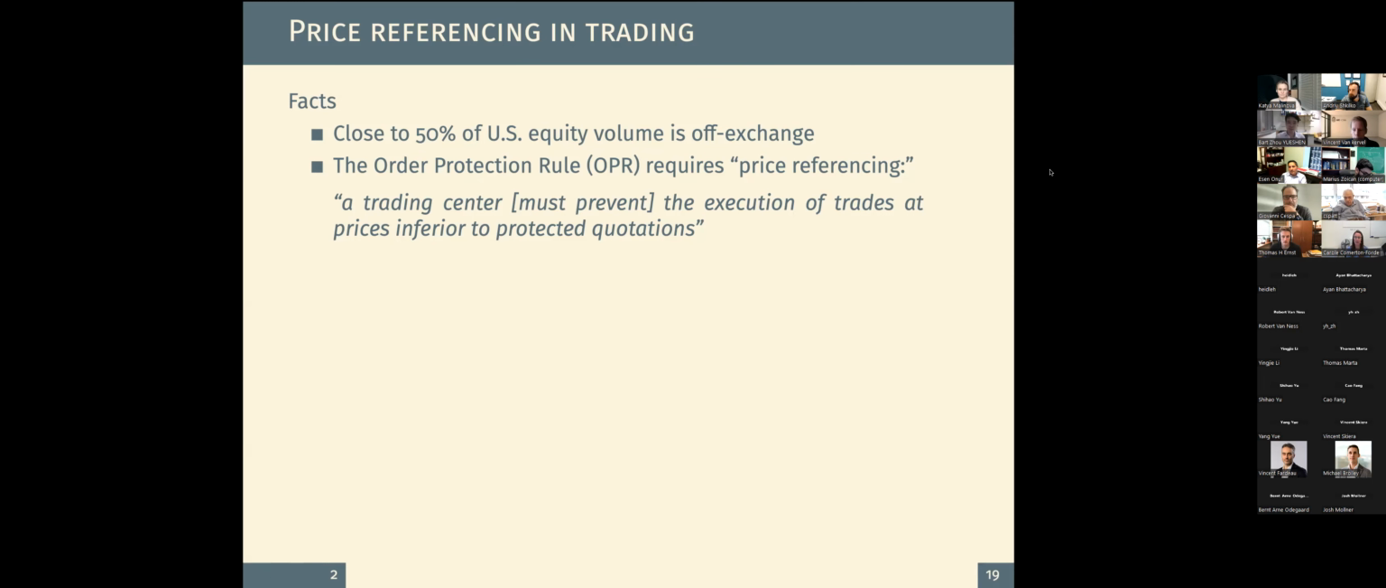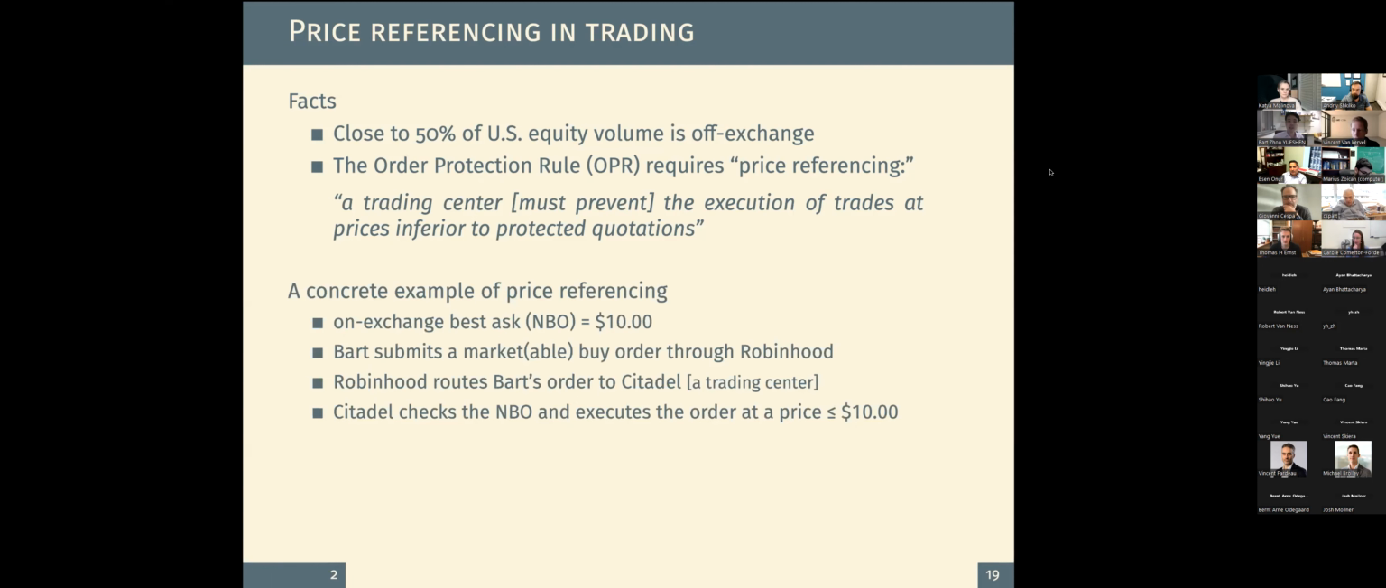So I'm in particular thinking of the following scenario, just to make this price referencing idea very concrete. I'm thinking of the trading of retail trades. Imagine right now the national best offer, the best ask price, is $10. Bart, as a retail investor, submits a marketable buy order through my broker Robinhood. Robinhood routes my order to Citadel, which in the terminology of the SEC is a trading center in this case, because Citadel is going to execute my order against its own inventory.